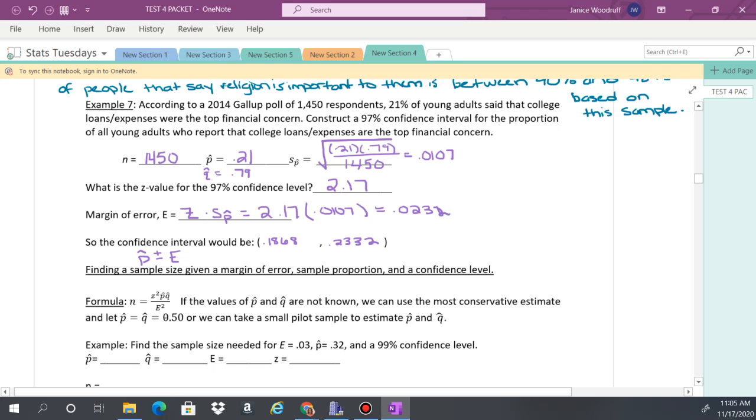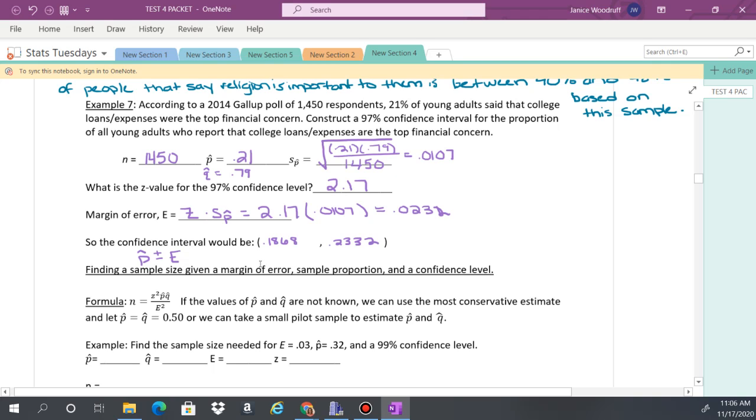Okay, so what does that mean? I am 97% confident that the true population proportion of young adults who say that college loans or expenses are a top financial concern is between 19 and 23%, or 18.68 and 23.32% based on this sample. Any questions? Good. All right, moving on.